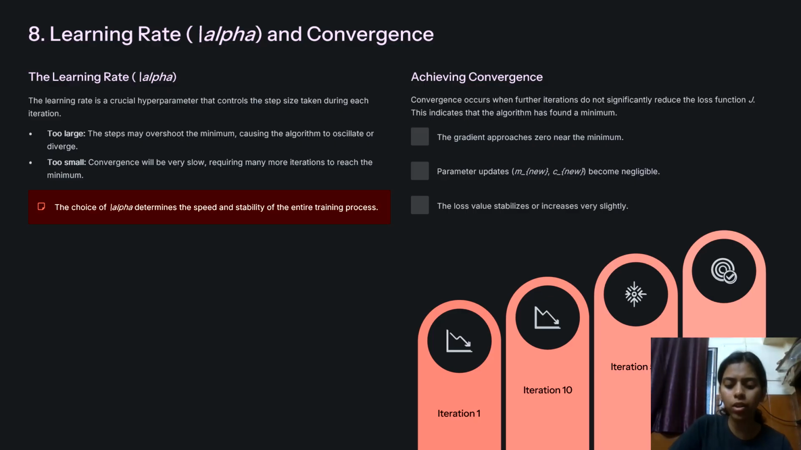We say the algorithm has converged when the change in loss becomes negligible, the parameters m and c stop changing, and the gradient value approaches zero. That's when the algorithm has found its best fit line.